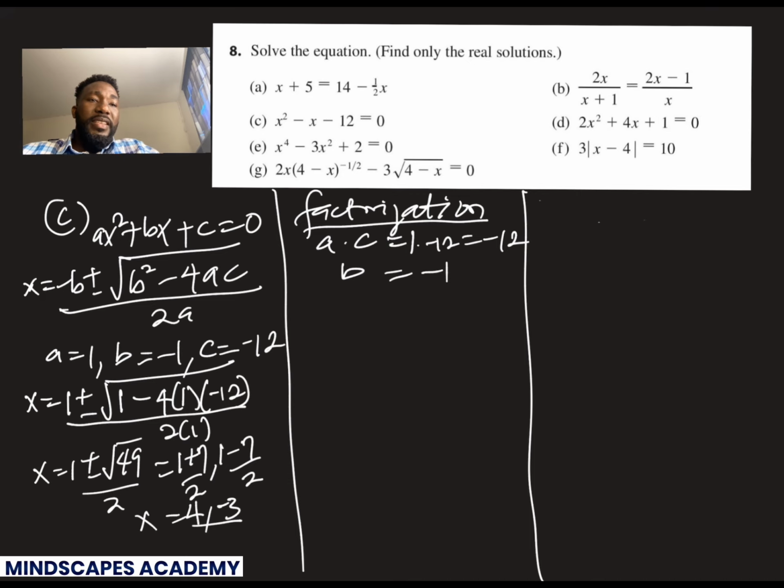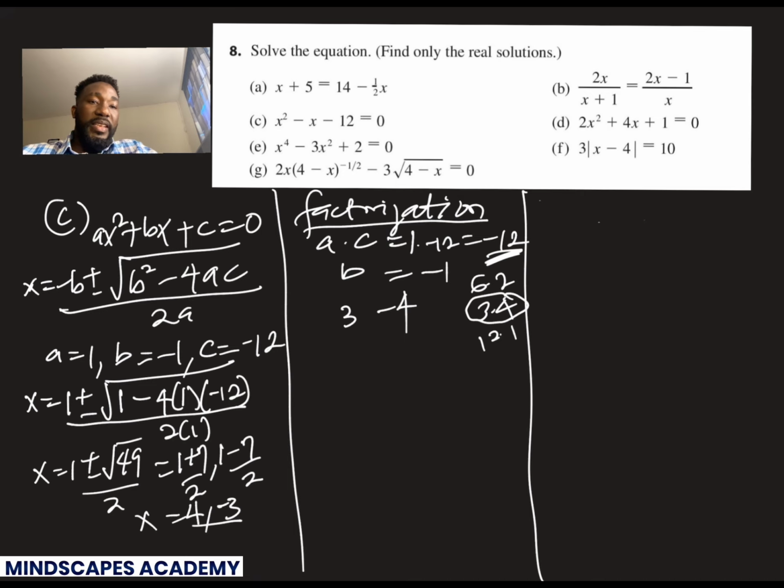But you know, two numbers that give you 12 are 6 and 2, 3 and 4, 12 and 1. Out of all these combinations, which one will give you negative 1? 6 and 2 can never give you negative 1. 12 and 1 can never give you negative 1. But 3 and 4, yes, 3 minus 4 will give you negative 1. So we have 3 and negative 4. 3 minus 4 gives negative 1, and 3 multiplied by negative 4 gives negative 12.